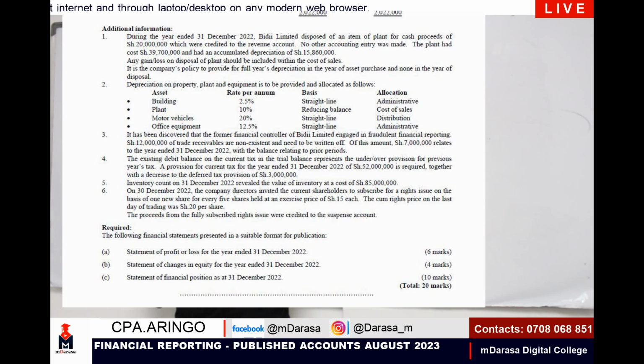Note 4, we're told that the existing debit balance on the current tax in the trial balance represents the under provision for the previous year's tax. A provision for the current tax for the year ended 31st December 2022 of 52 is required. So these are tax computations that you need to do, right? Together with a decrease to the deferred tax provision of 3 million.